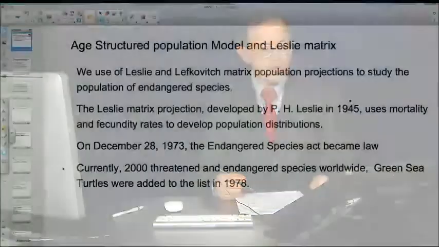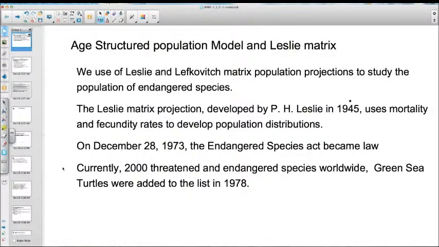Today we're going to learn the first model called the age structure population model. The mathematics tool we're going to use is called the Leslie matrix. This model was first developed by Patrick Leslie in 1945. This particular education module was adapted from two professors, Angela Shiflet and George Shiflet at Wofford College.